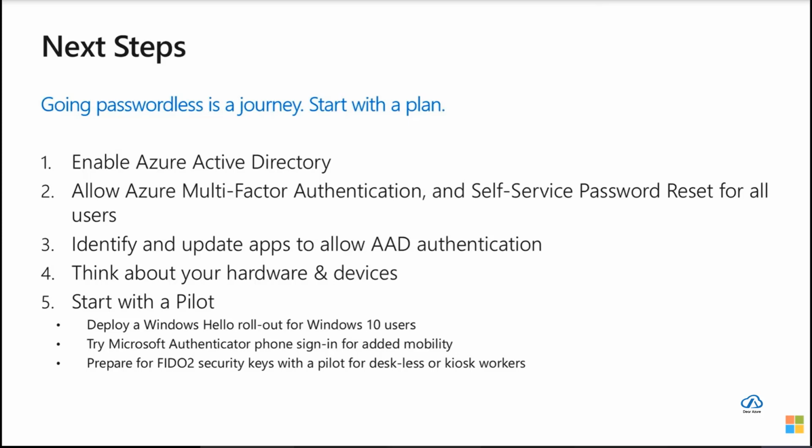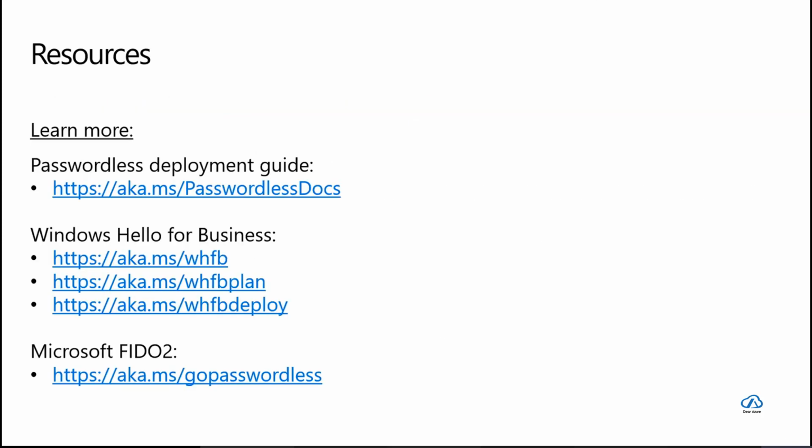Think about your hardware and devices, and whether they support TPM. Most modern-day devices, from what I can remember in the last 4-5 years, all support TPM. And of course, start with a pilot, deploy Windows Hello for Business rollout, try the Authenticator app and phone sign-in, prepare for FIDO2 security keys with some deskless or kiosk workers, and that's how you can go about it. There is a bunch of resources which you can access and get this information from.